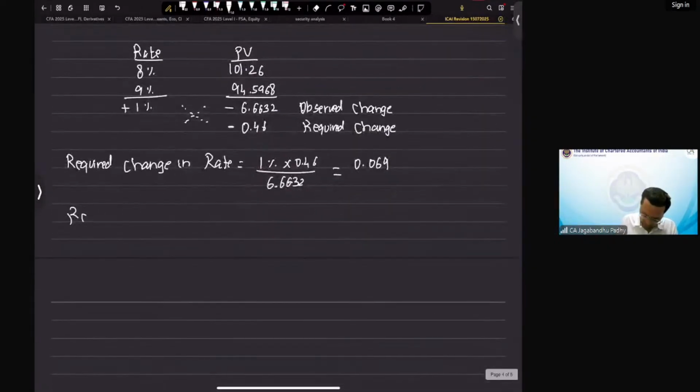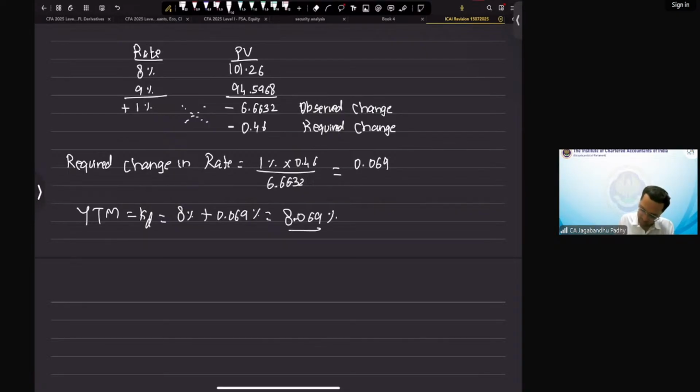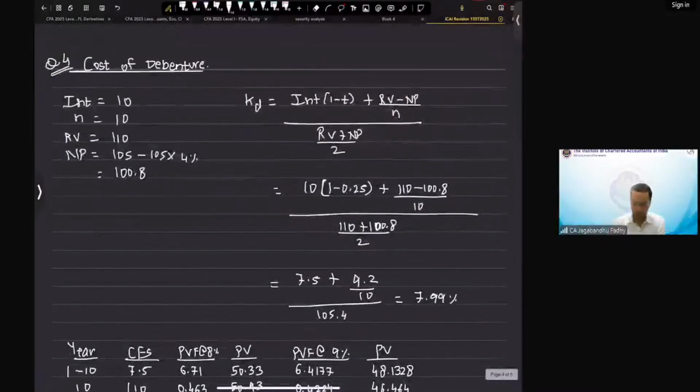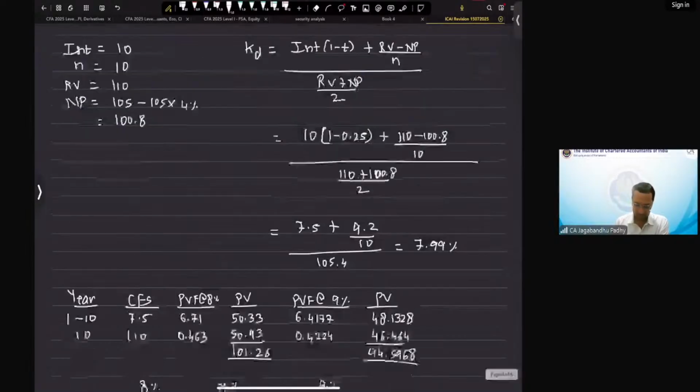So rate, basically YTM, or the cost of debt, is going to be 8% plus 0.069%. This is 8.069%. That's the YTM, which is 8.069%. What is 8.072? That's absolutely correct. That's fine. So that's the cost of debenture which we have done.